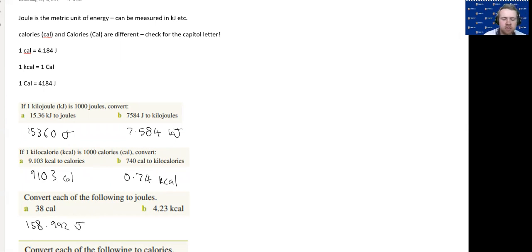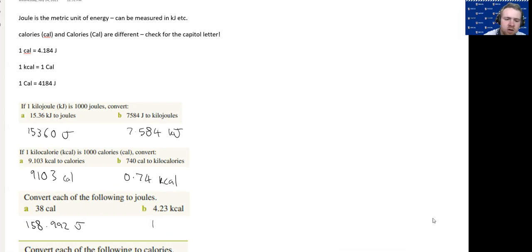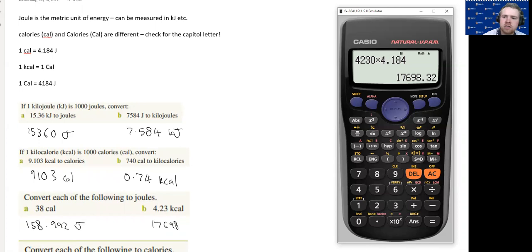And then to convert from kilocalories, we've got to be careful here. That is equal to 4,000 and that many calories, times that by 184, and we get the number of joules. So 17698.32.